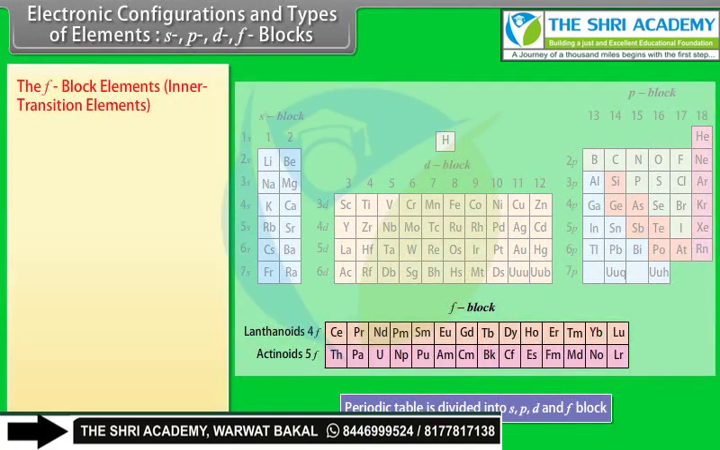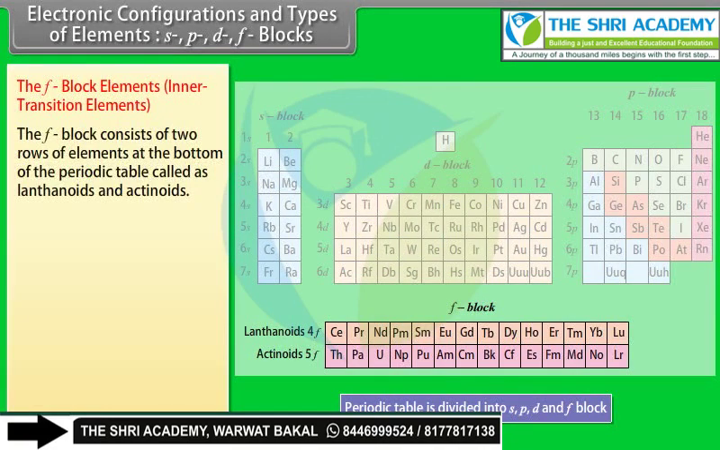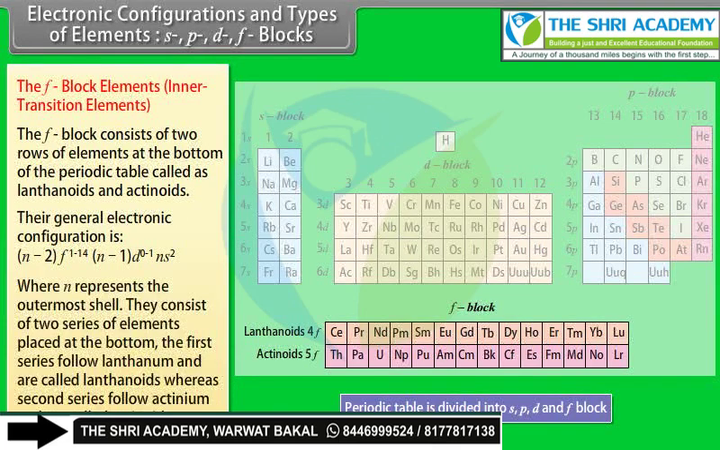The F block elements. Inner transition elements. The F block consists of two rows of elements at the bottom of the periodic table called as lanthanoids and actinoids. Their general electronic configuration is where N represents the outermost shell. They consist of two series of elements placed at the bottom. The first series follow lanthanum and are called lanthanoids, whereas second series follow actinium and are called actinoids.